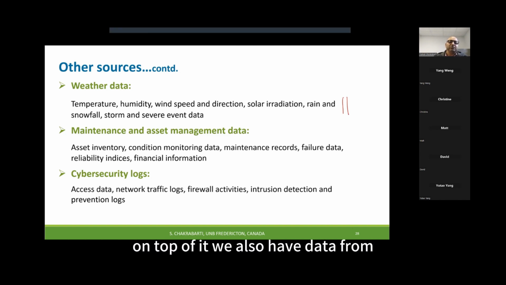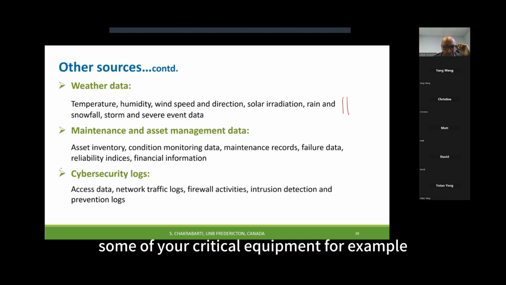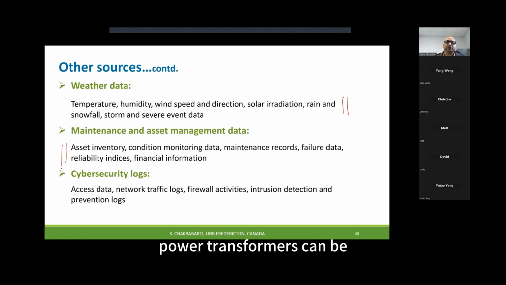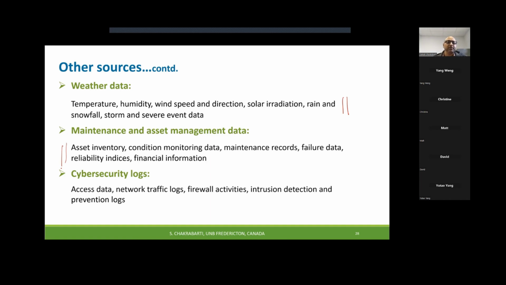On top of it, we also have data from asset inventory, condition monitoring data. Some of your critical equipment, for example, power transformers, can be continuously monitored. So that monitoring data also comes to the control center, right?